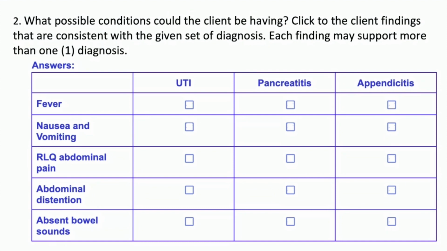Based off of what we've been given about this patient, it could be a urinary tract infection, pancreatitis, or appendicitis. These are the three differential diagnoses that could possibly come into play with this patient. So now what we're going to do is we're going to look at the symptoms and we're going to say, is this a urinary tract infection? Is this pancreatitis? And is this appendicitis? So you have to be ready and willing to do those things.